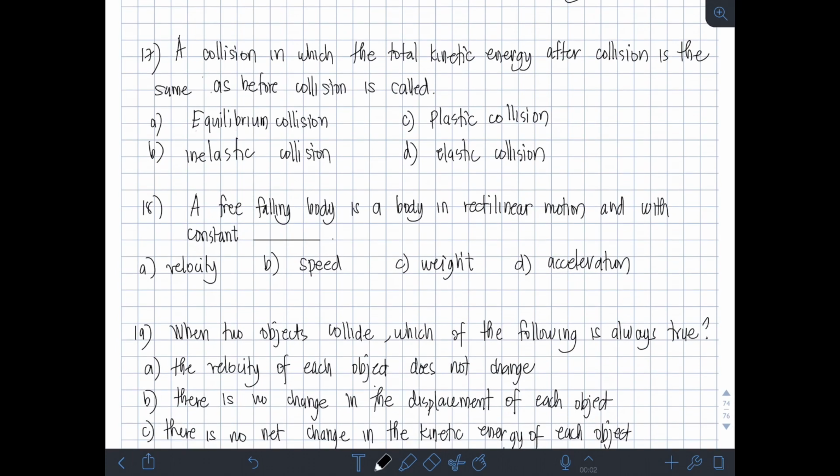17. A collision in which the total kinetic energy after collision is the same as before collision is called A. Equilibrium collision, B. Inelastic collision, C. Plastic collision, D. Elastic collision. The correct answer is letter D. Elastic collision. 18. A free-falling body is a body in rectilinear motion and with constant blank. A. Velocity, B. Speed, C. Weight, D. Acceleration. The correct answer is letter D. Acceleration.